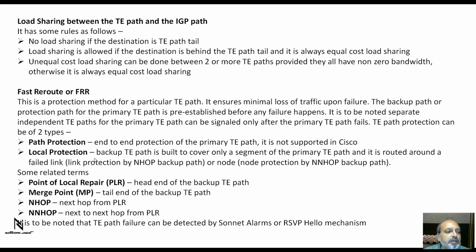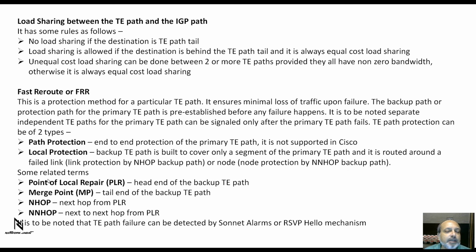Nothing more than that. Local protection is appreciated and encouraged for Cisco, and this is a much grander solution, a much better solution than maintaining path protection. Now in local protection, a backup TE path is built to cover only a segment of the primary TE path, and it is routed around a failed link, which is called link protection by n-hop backup path, or around a failed node, which is called node protection by next-to-next hop or nn-hop backup path.